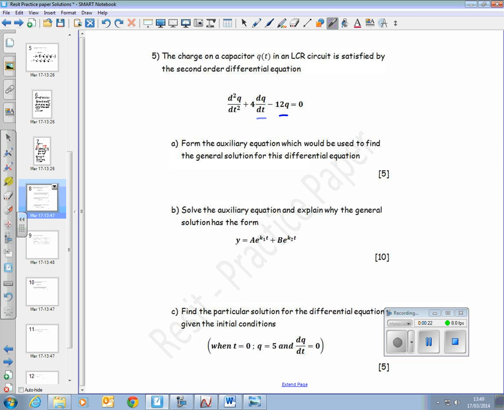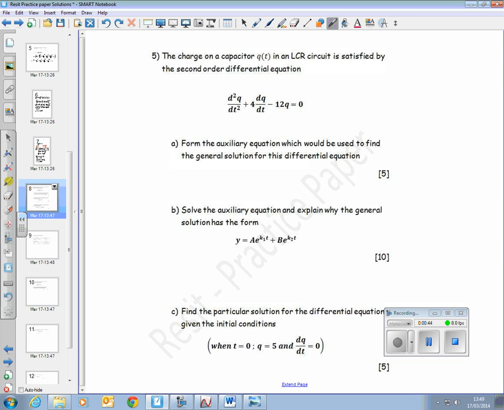Remember, it looks a bit like a quadratic equation because we've got an x squared term, which is the second differential, like an x term, which is the first differential, and then a constant. So that's the idea. The first part of this is asking us to form an auxiliary equation, which is a quadratic equation. Let's solve that.